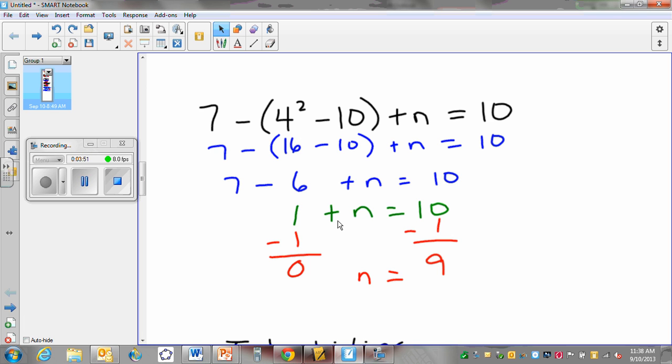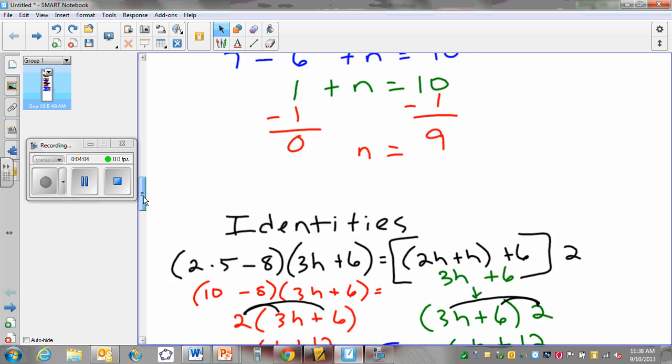We have a positive 1 here by itself. So we subtract 1. 1 subtract 1 is 0. Subtract 1 on the other side also. 10 minus 1 is 9. Our answer is n equals 9.